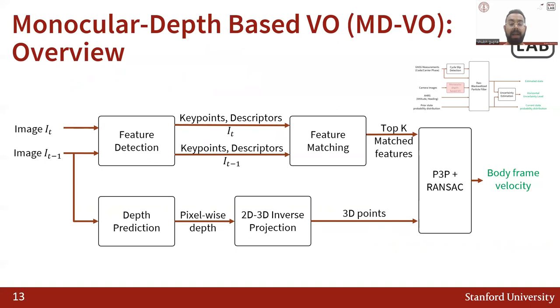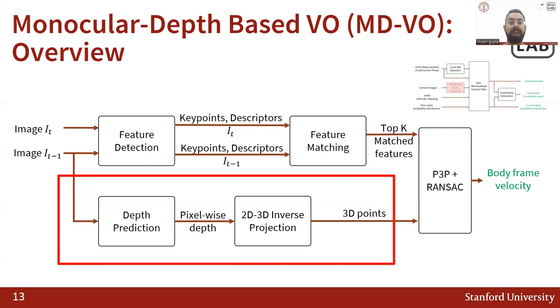Parallel to this, we use the previous time camera image to output a pixel-wise depth using a depth prediction module, which I will describe in the next slide. And using this pixel-wise depth, we project the matched features to 3D coordinates and perform 2D to 3D matching using P3P plus RANSAC to output the final body frame velocity. Next, I will talk about this process of predicting depth and projecting the key points to 3D coordinates.